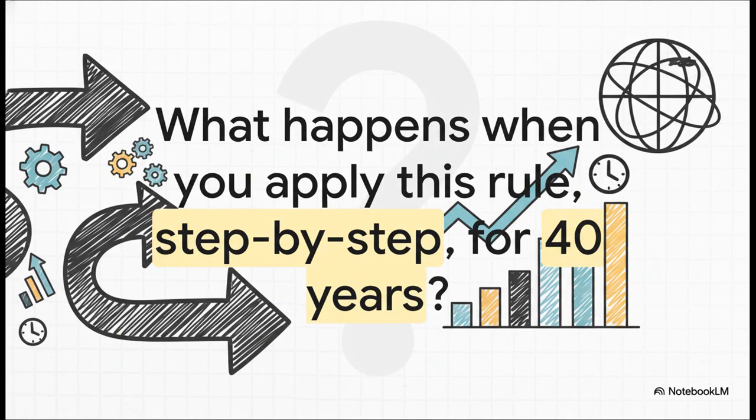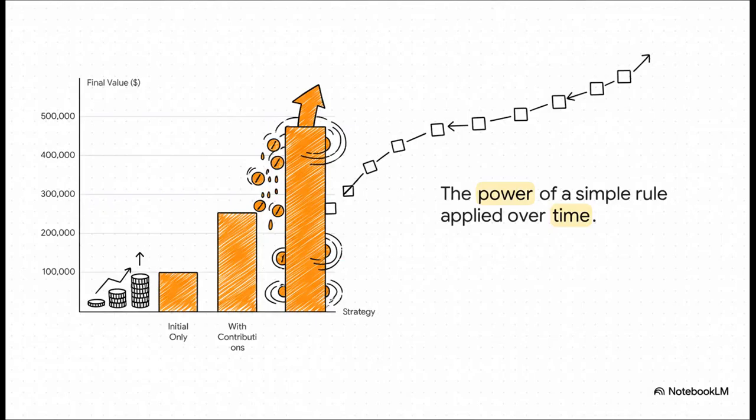But what's the actual effect of that tiny repeated step? What happens when you just let that little equation run year after year for a full 40-year career? The result is, well, it's absolutely staggering. If you had just left that initial 10 grand alone, it would have grown to over $100,000, which is awesome, don't get me wrong. But by adding that simple, repeated $1,000 step each year, the final value just skyrockets to over $250,000. That is the incredible power of a simple rule applied over and over again.